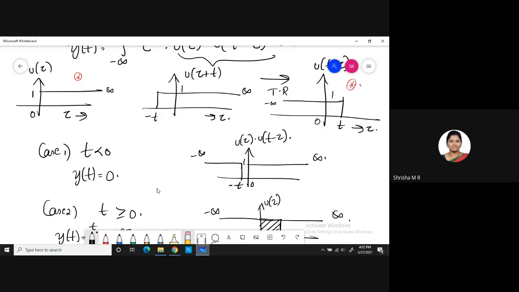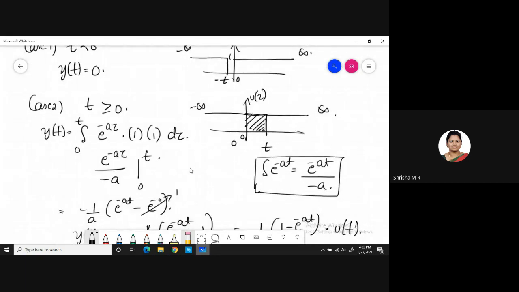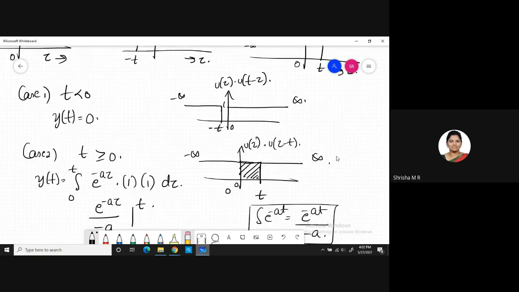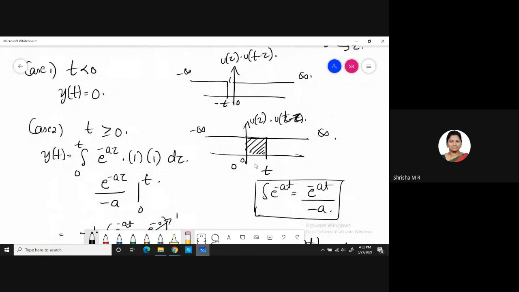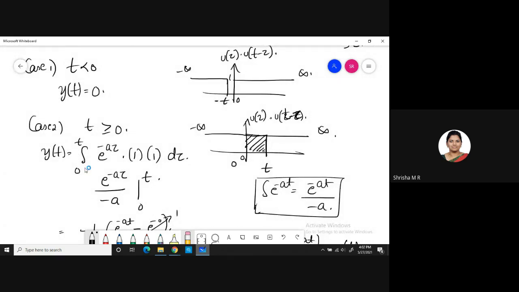If t is greater than or equal to 0, if I multiply these two, what is the overlapping space? The overlapping space is from 0 to t. My u of tau is existing from 0 to infinity, and u of t minus tau is existing from minus infinity to t. So if you multiply those two, the overlapping space is 0 to t. So I have taken the integral from 0 to t of e power minus a tau into 1, because the amplitude of u of tau into u of t minus tau is 1, into d tau.